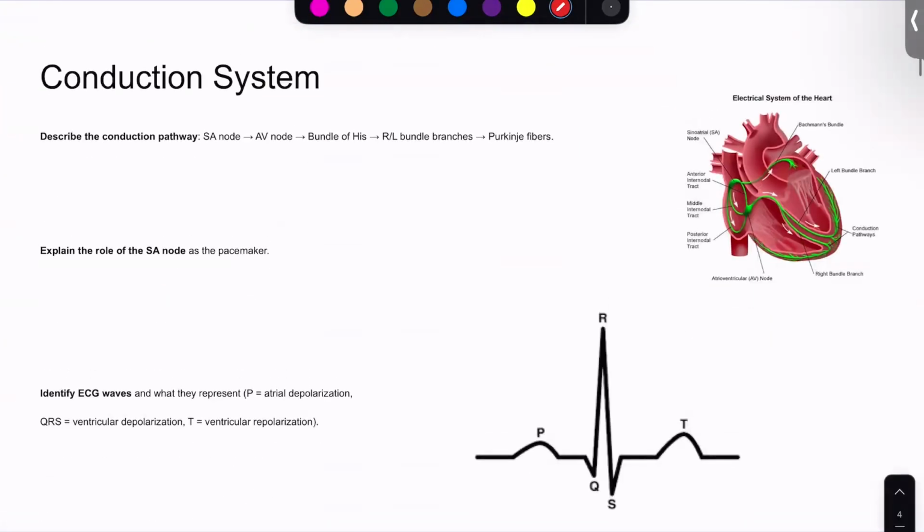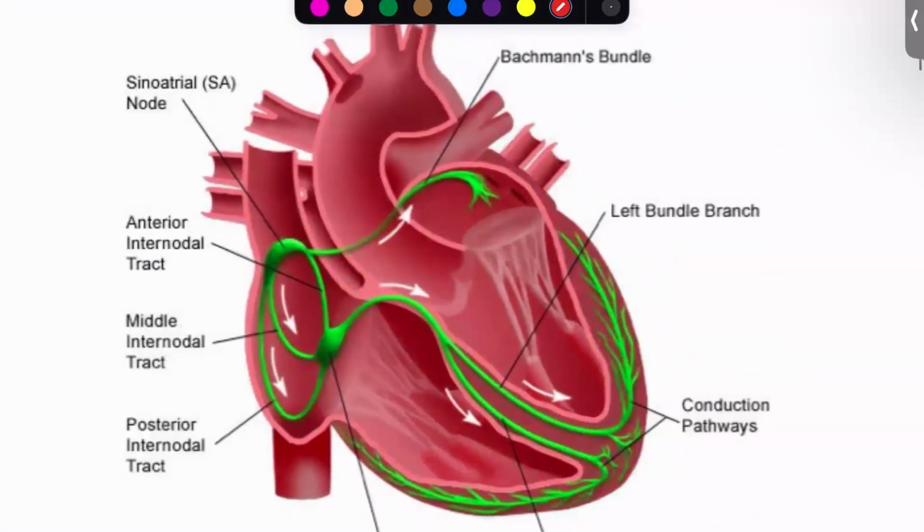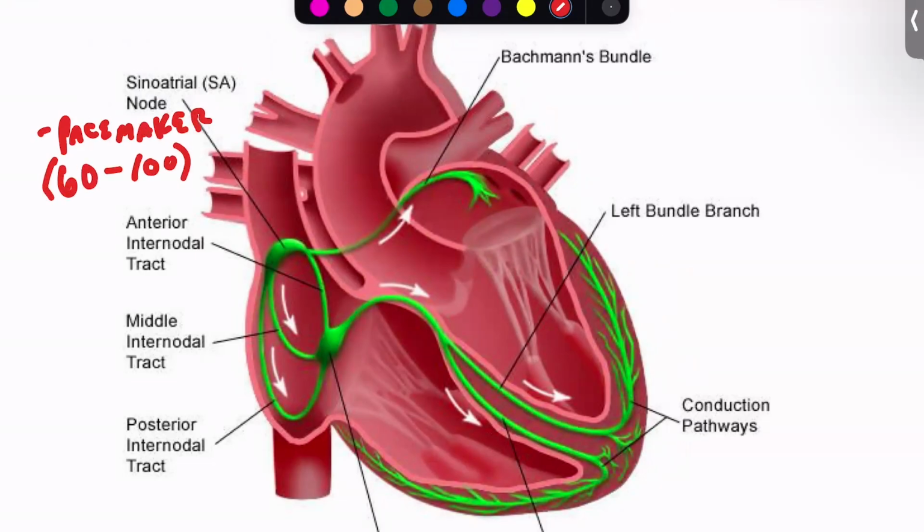All right. So describe the conduction pathway of the heart, explain the role of the SA node, and then identify the EKG waves. All right, so I have the order right here, but I'm going to come over here and talk you guys through it with the picture. So the first step is our SA node right here. And our SA node is our pacemaker. This is what sets the pace of your heart, and it's going to set it at about 60 to 100 beats per minute.